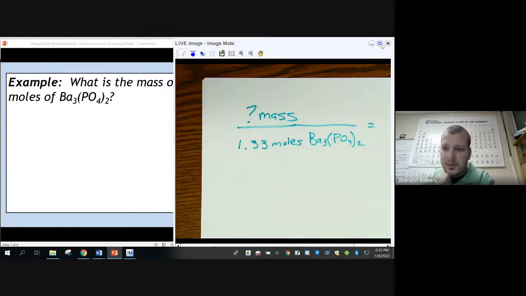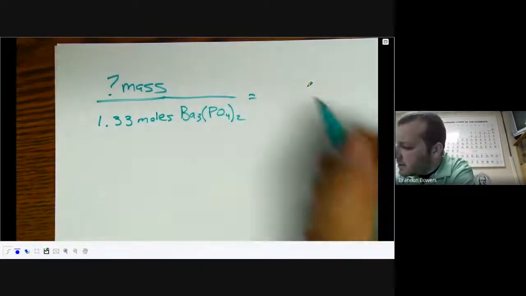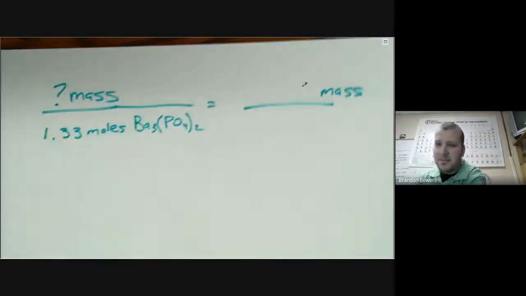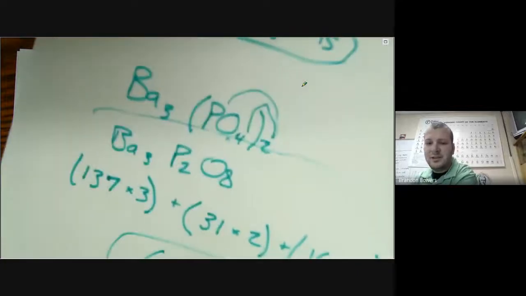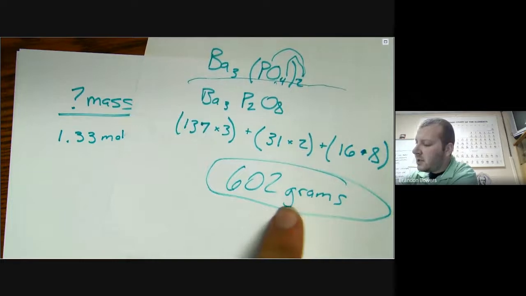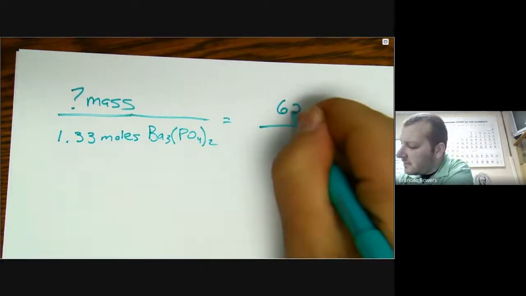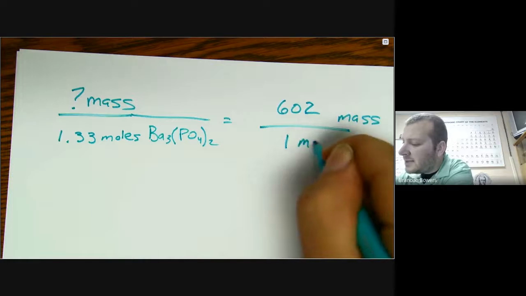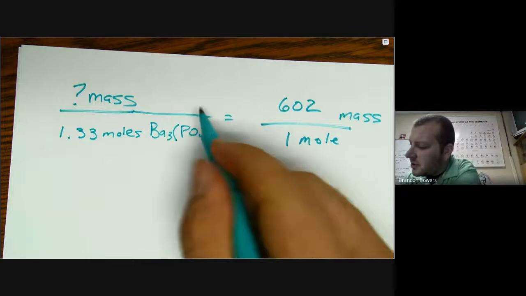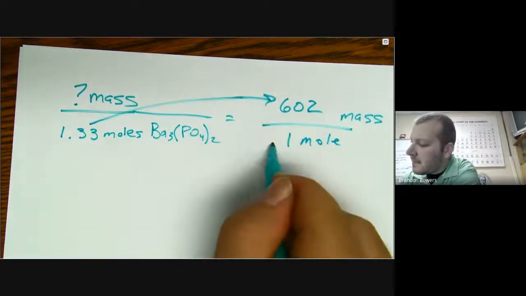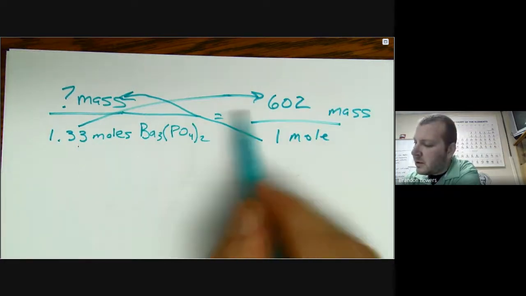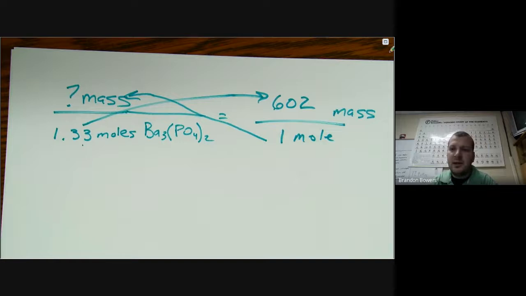I'm going to put this on the big screen so you can see it. I'm going to have mass up here. Well, I just calculated the mass of that. Let me grab my other paper. That was 602 grams, my previous problem. So the mass is 602 for 1 mole of that substance. All you've got to do is cross multiply and divide. You're going to multiply 1.33 times 602 and divide by 1.